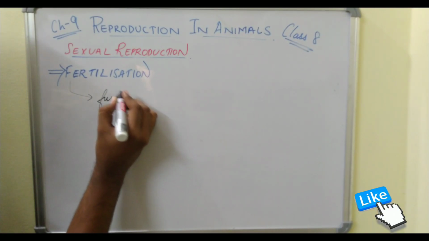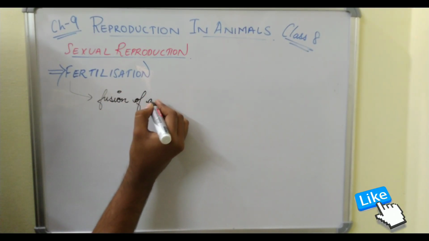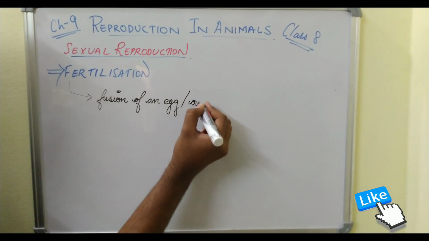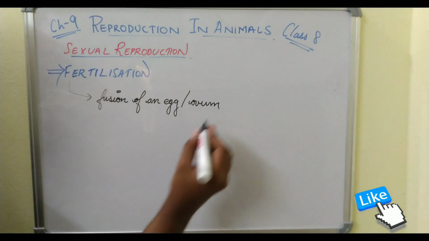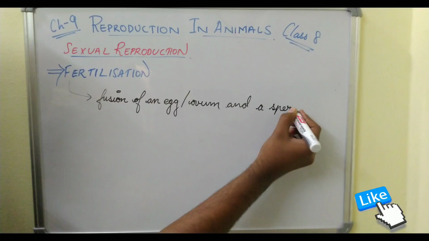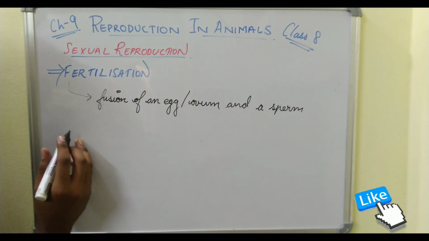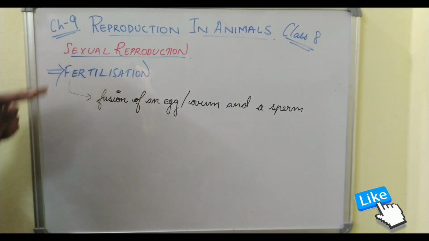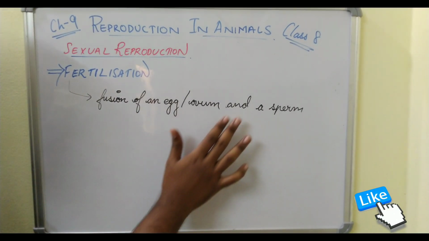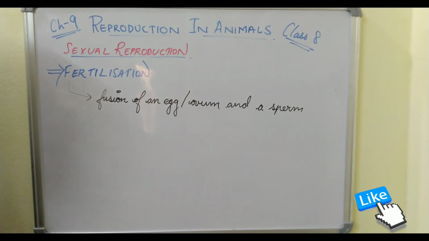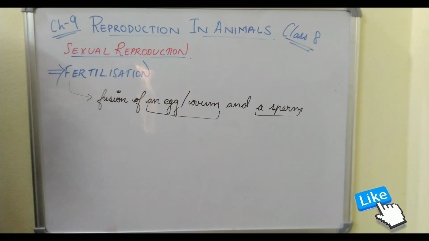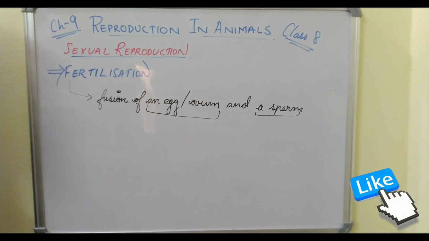Fusion, meaning meeting, of an egg, or we can say ovum, and a sperm. This process is called fertilization. Fertilization means a fusion of an egg or ovum and a sperm. Remember, I have mentioned a sperm and an ovum, only one egg and one sperm. That fusion is fertilization.